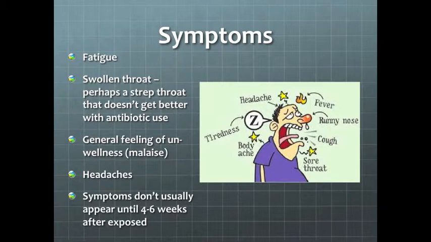Another symptom is a sore throat, and this makes sense if you have enlarged tonsils or swollen lymph nodes, that you're going to have a sore throat to go along with that. That actually can lead up to strep throat, and you're going to need antibiotics to get over that. Another thing is malaise, which is just a general feeling of unwellness. You could also get headaches. An interesting thing is that your symptoms with mono actually won't appear until 4 to 6 weeks after you've already been exposed.